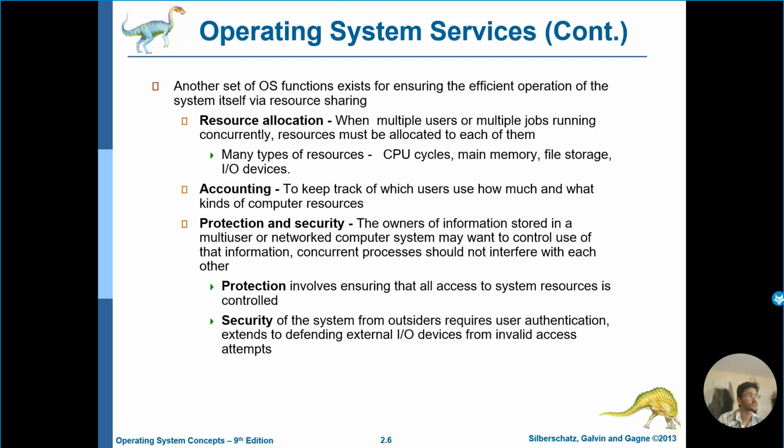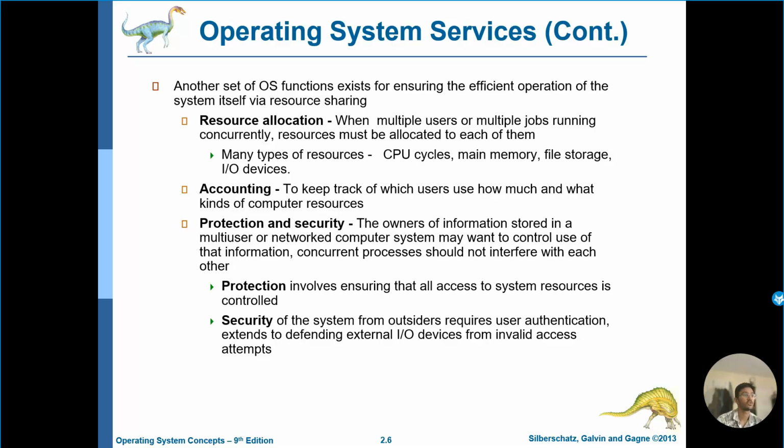Then we come to resource allocation. Resources must be allocated to the systems that are using them, resources like CPU cycles, main memory, and file system storage. Then we come to accounting, to keep track of which users use how much and what kind of computer resources.